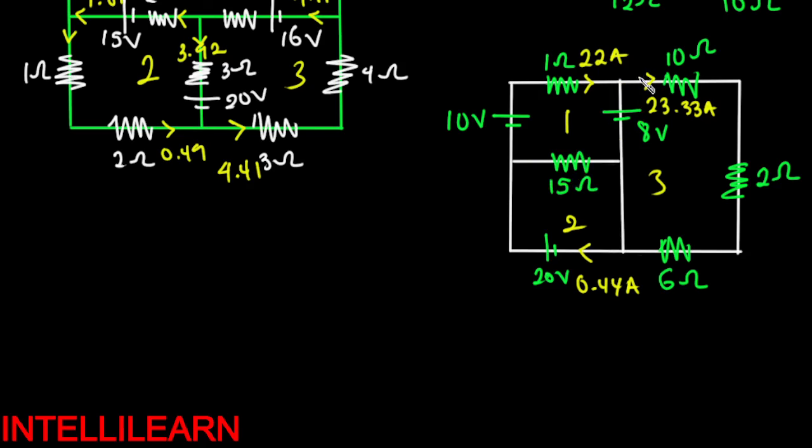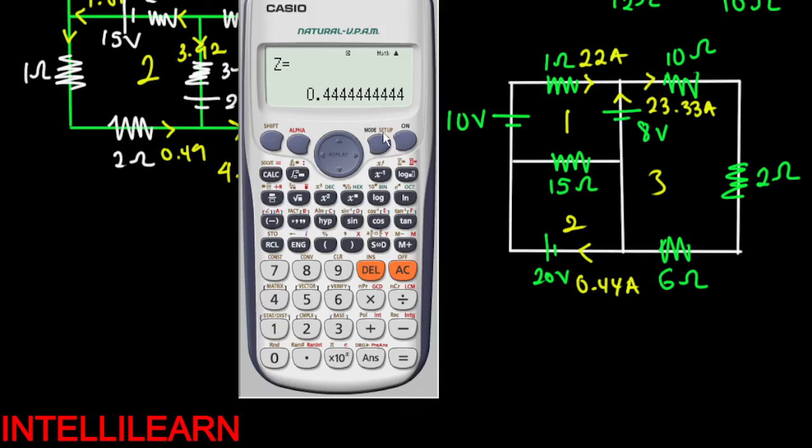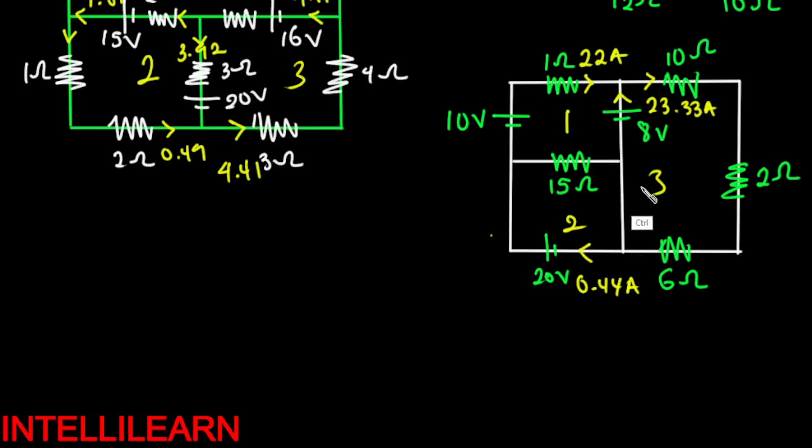And let's get this current, this current, and this current. Let's see. Coming into this junction, you have about 22. Going out, you have 23 point something. That means there must be an additional one coming in. And that will be 23.33 minus 22. That's 1.33. So this current is 1.33 amperes.